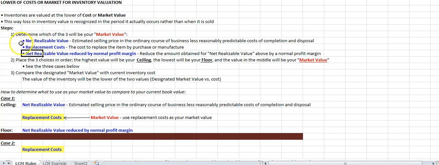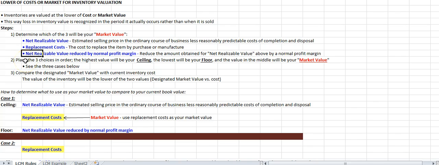These ceilings and floors are implemented by FASB and by GAAP to prevent management from manipulating profits in future periods, right? So there are certain limits that you can do. That way your profits in the future won't be extremely higher than what they should be, or you won't transfer losses to the next period either.